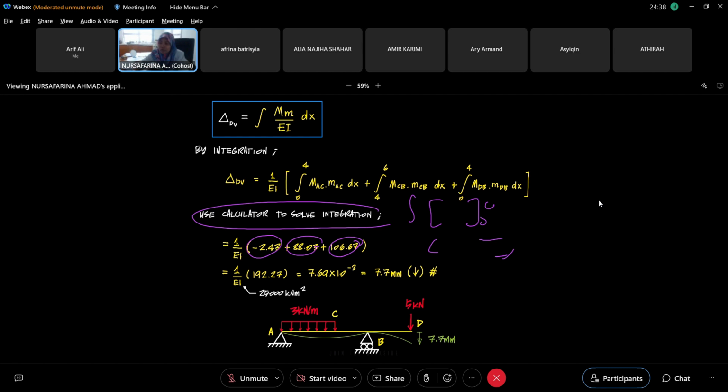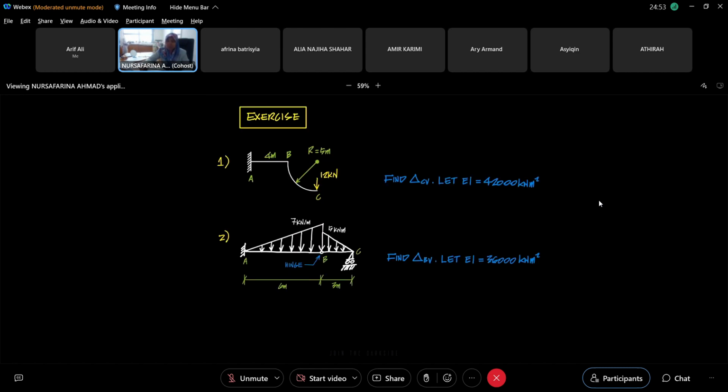Alright, so now the next one, you calculate and then you can find the deflection of the beam, which is 7.7 mm. Let's take a look at the exercise, because here there is already a solution. I will explain this one, and then I will give you time later to do one question from the questions I give. I will give an extra 5 beam questions.